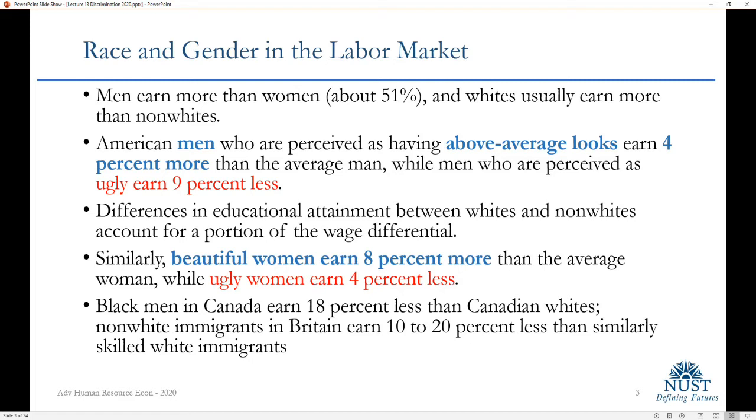Of course, they compared men of similar aptitude, and they found out that race is the most important factor that differentiates their wages. And in Britain, non-white immigrants earn 10 to 20% less than similarly skilled white immigrants. We're not even comparing with the local population. We are simply comparing immigrants that are white and non-white. So there is a 10 to 20% difference in wages, even though they are equally capable.